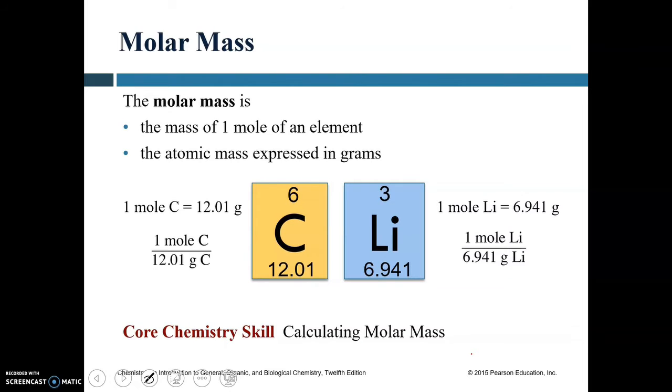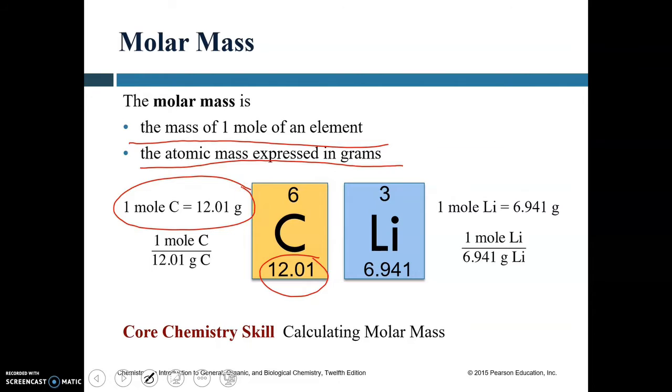So how do we know the molar mass of an element? It turns out that the molar mass, the mass of 1 mole of an element, is equivalent to the atomic mass of an element expressed in grams. For instance, the atomic mass of carbon is 12.01, which means 1 mole of carbon weighs 12.01 grams. The atomic mass of lithium is 6.941, which means 1 mole of lithium weighs 6.941 grams.